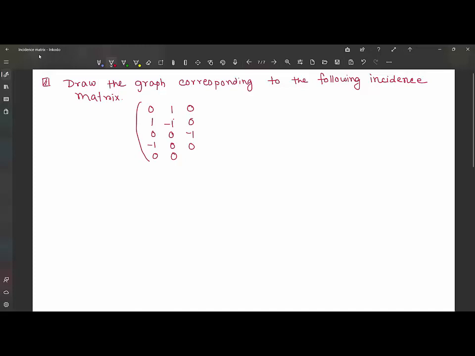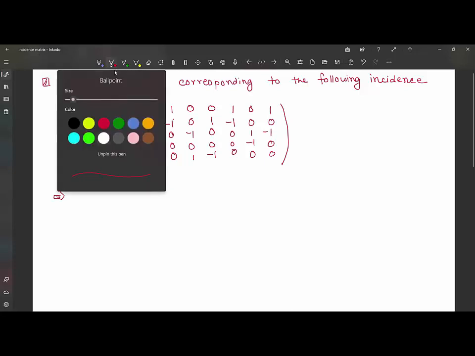-1 0 1, this is 0 1 0 0 -1, this is 1 0, okay, take it as 1 -1 and then 0 0 0, then 0 0 1 -1 0 1 0 -1 0 0. So take this as the matrix and find the graph from it.